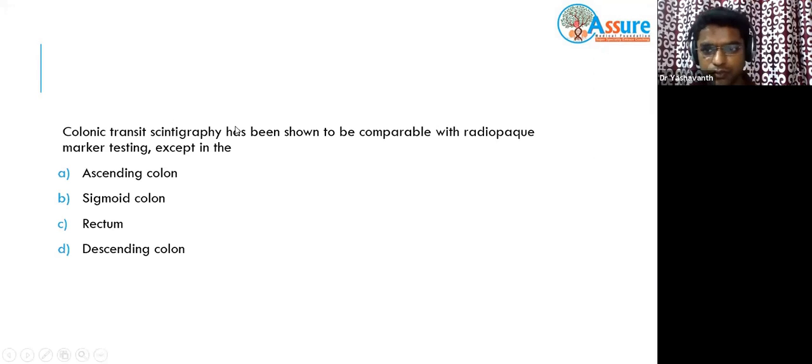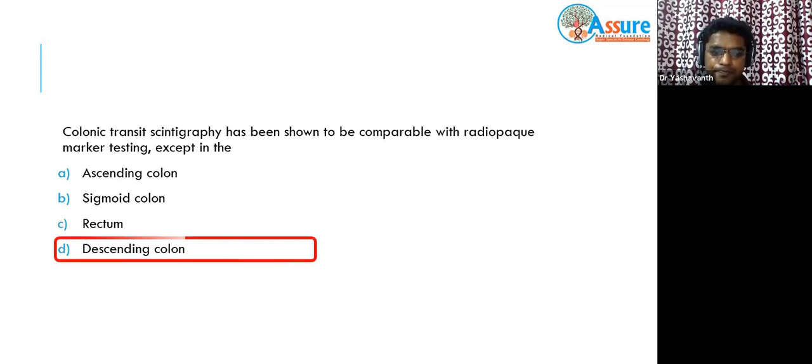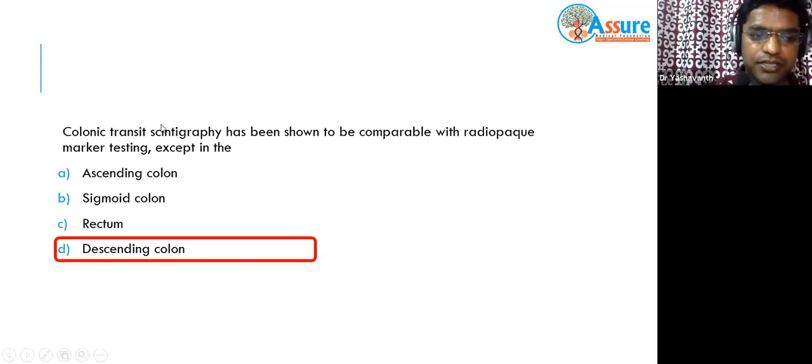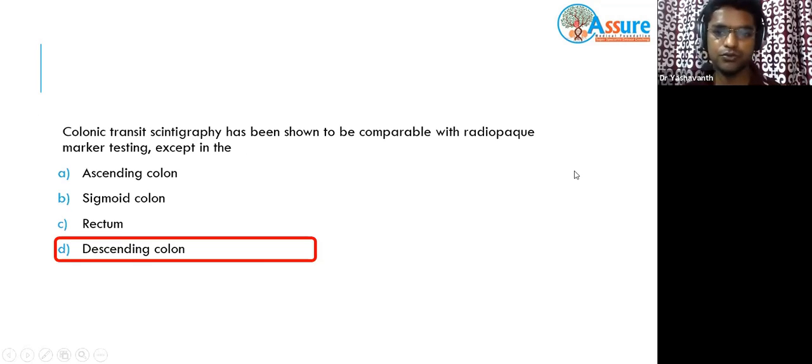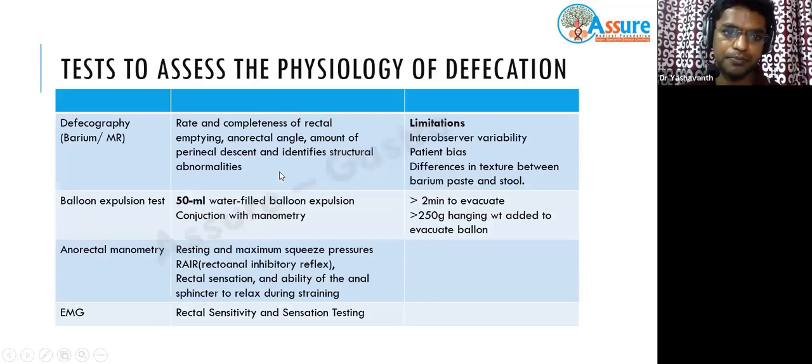So, colonic, one more question to you, where I have put these key points as a question. Colonic transit scintigraphy has been shown to be comparable with radiopaque marker testing, except in the descending colon. This is just a line from Schlesinger. Because we don't do scintigraphy in India, we always do radiopaque markers, but from an exam point of view, I have given it to you.